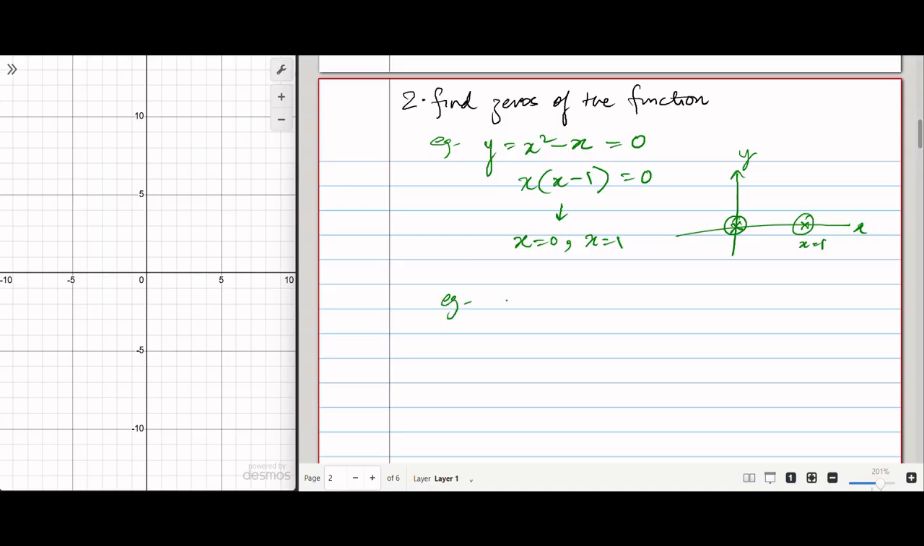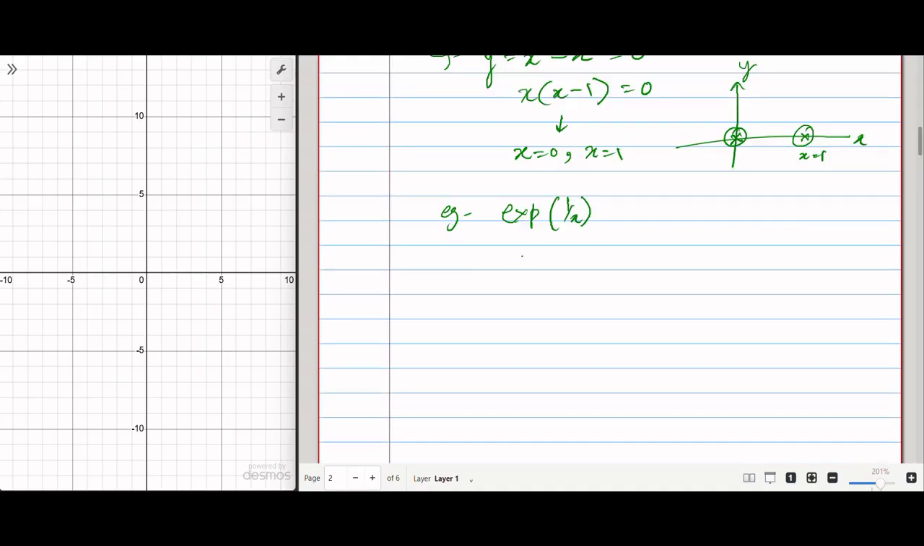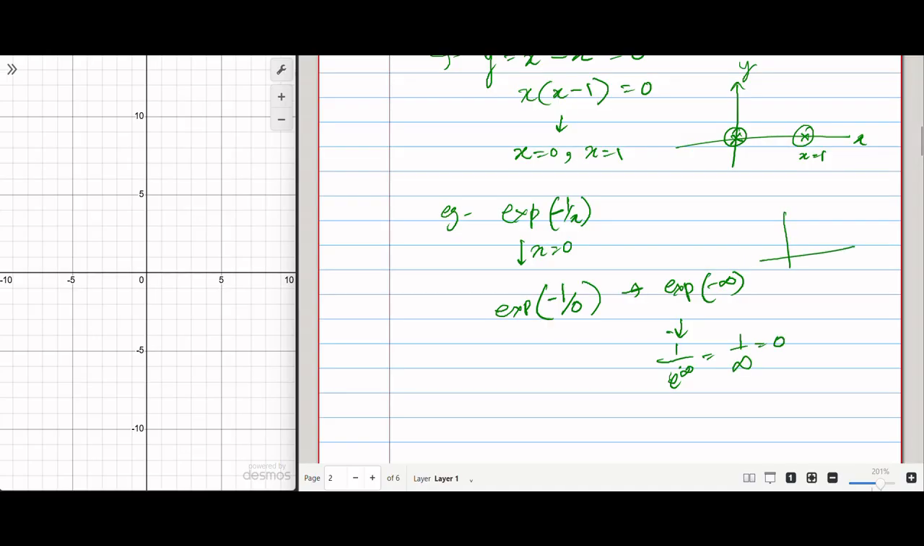Another example would be exponential of minus 1 by x. What happens at x equals 0? Exponential of minus 1 by 0 is exponential of minus infinity, which is 1 by exponential of infinity, which is basically 1 by infinity, equal to 0. So at x equals 0, the value of this function is 0. We will mark this point. This will be important in later steps.